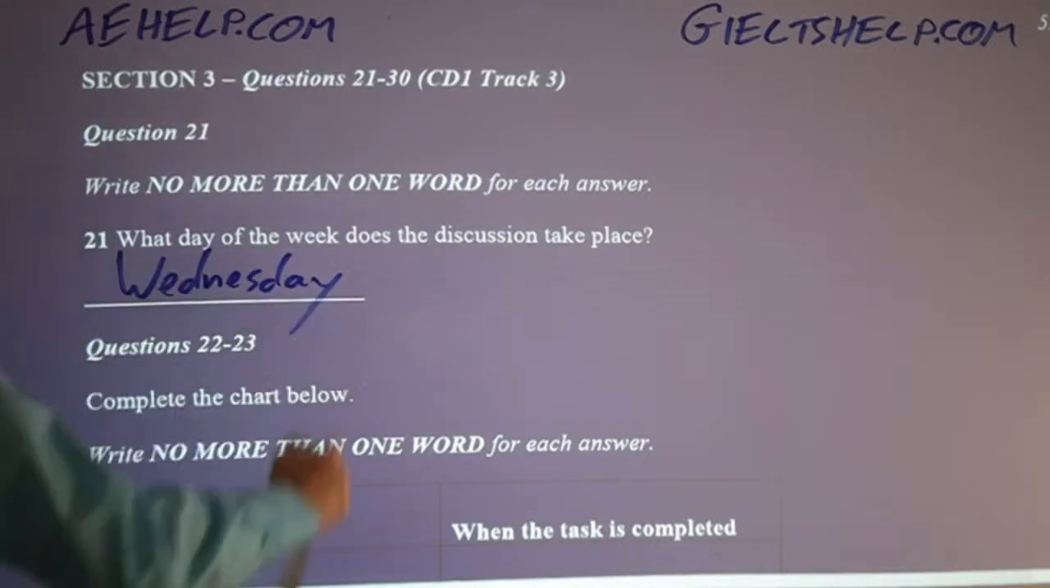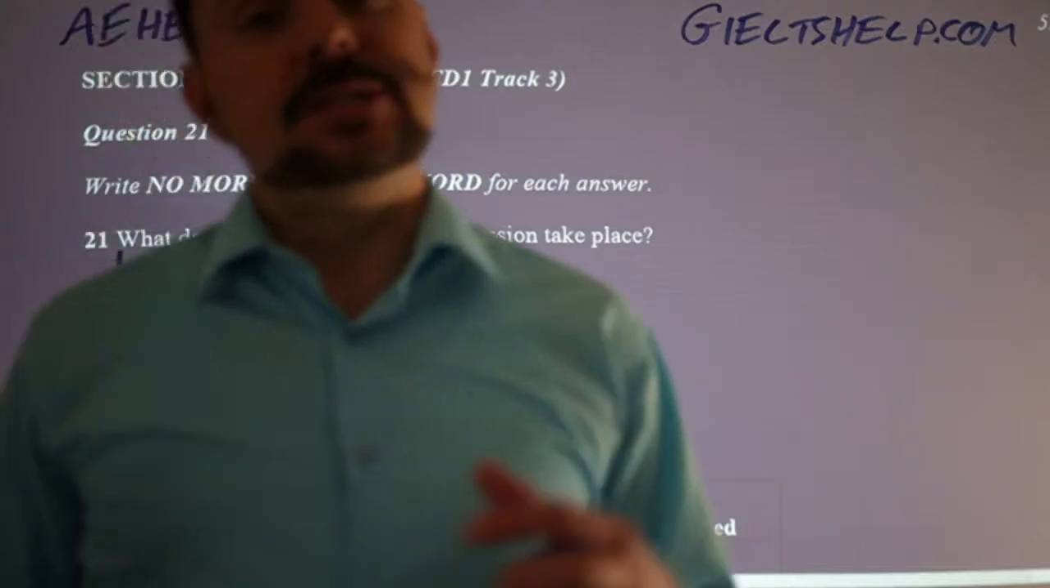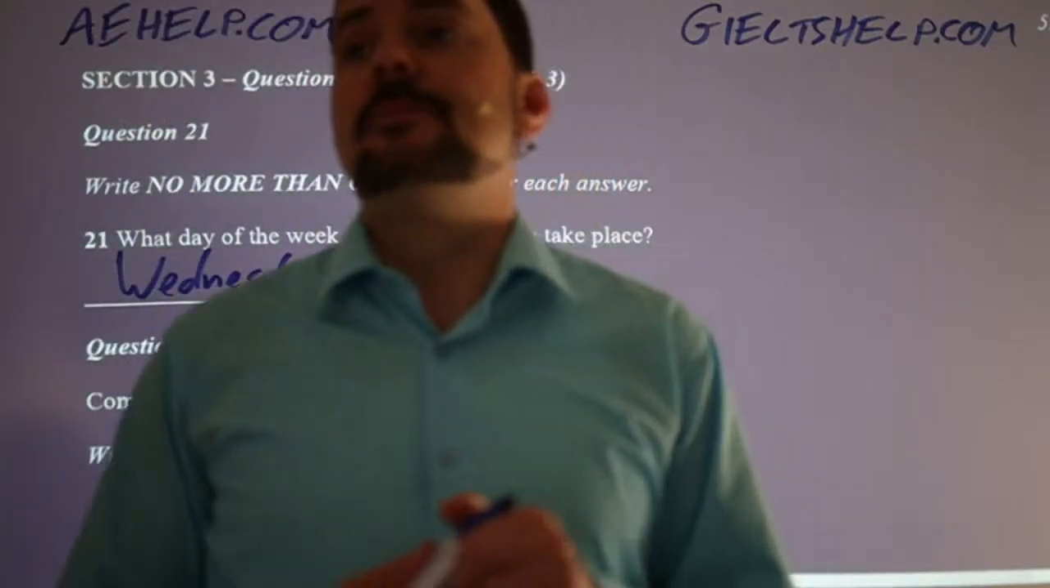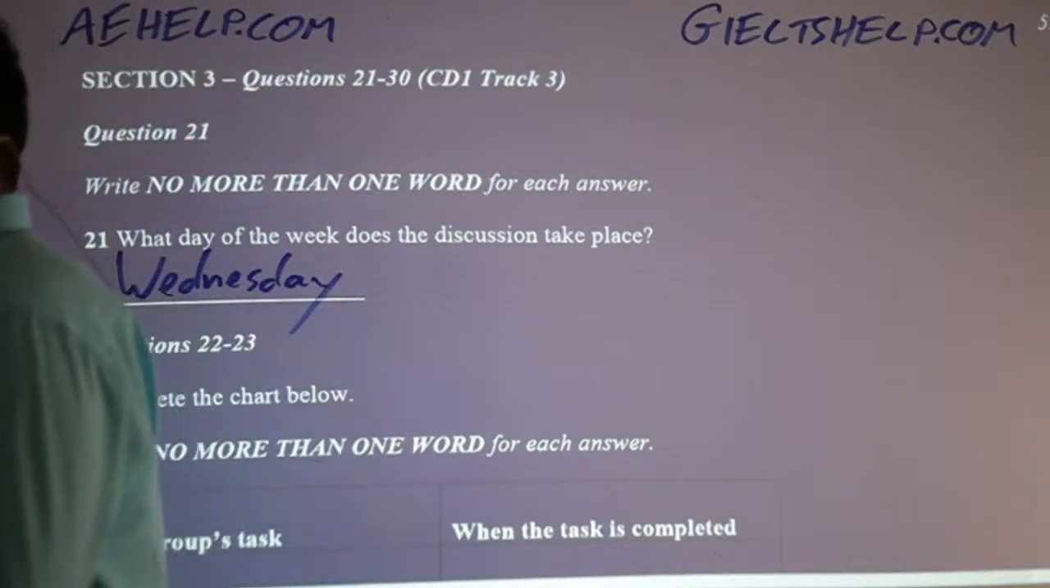So this is what's called an inference type question. You have to listen carefully, and based on the information that they say, you can figure out what day it takes place. Kush says, bummer. All right. I'll show you how we can figure out that it's Wednesday.